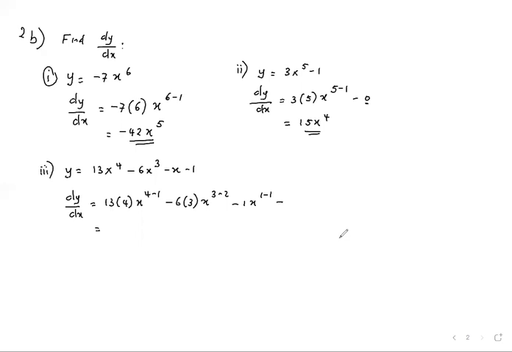So that, this here, and write 0. Okay, so 13 by 4 is 52 x power 3 minus 18 x squared minus 1. So again, you've seen that when the power of x is 1, the x disappears there, you just remain with the constant.